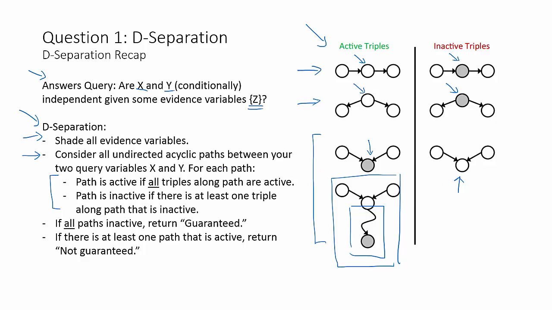Okay, so we look at all triples along the path, and we say that a path is active if all the triples along the path are active. If we find at least one triple along the path that is inactive, we say that the path is inactive. If all the paths between the two query variables are inactive, we return that it's guaranteed that they are conditionally independent given your evidence. Otherwise, if we find at least one path that is active, we return not guaranteed.